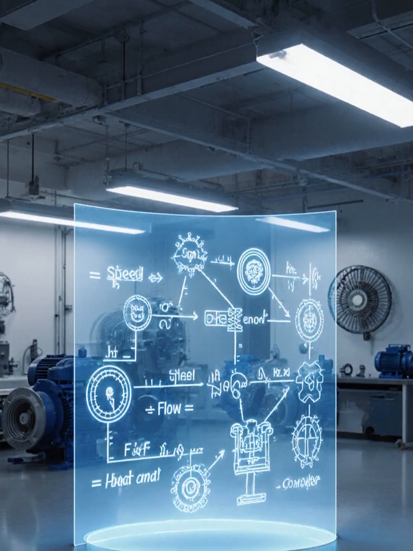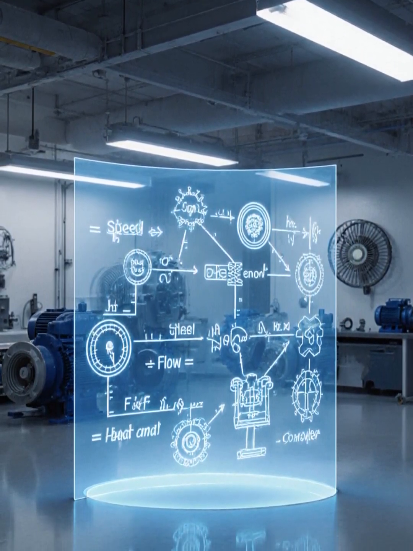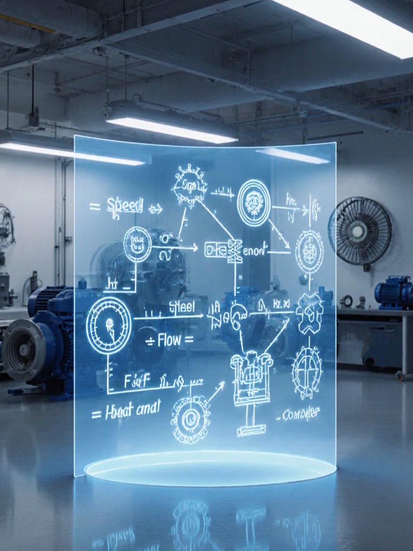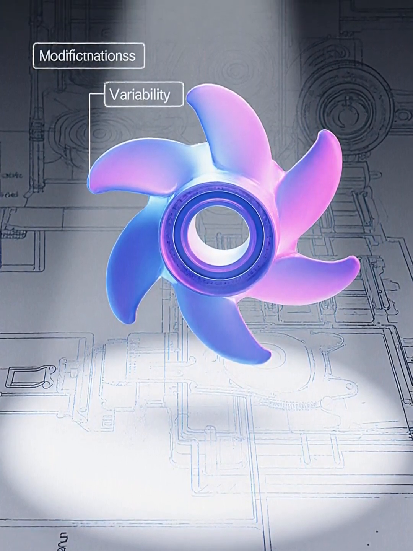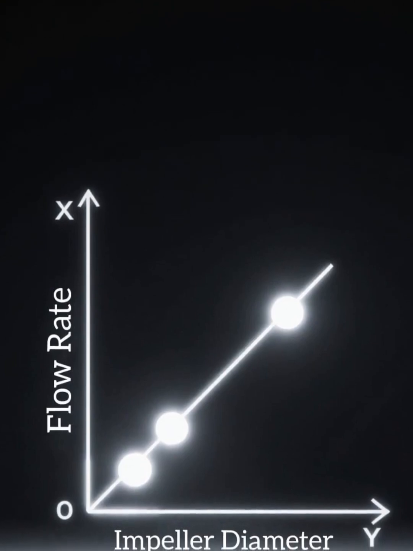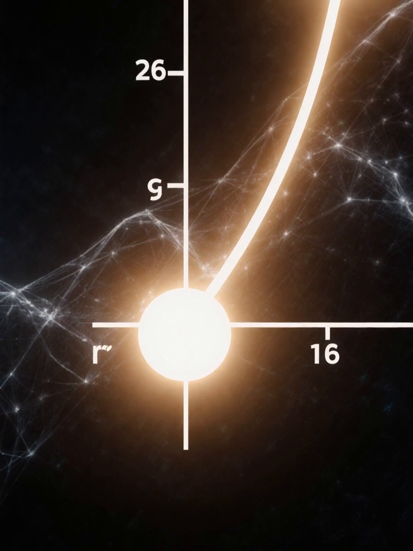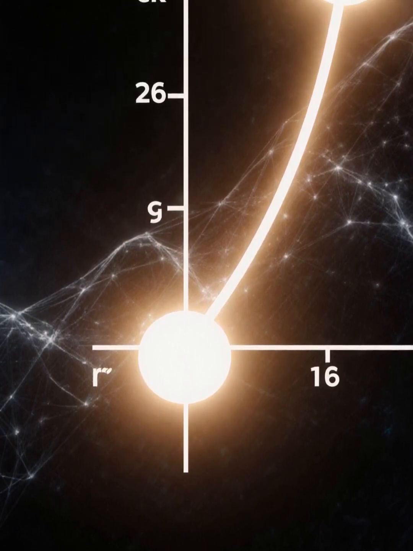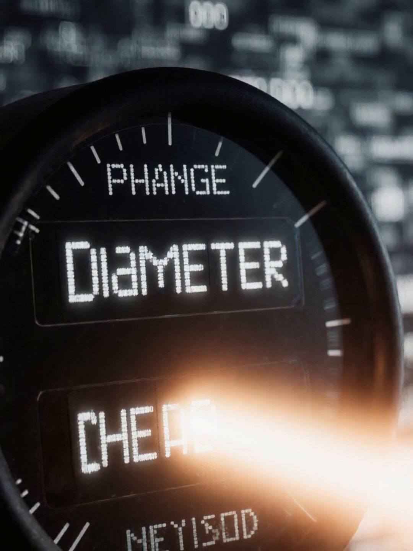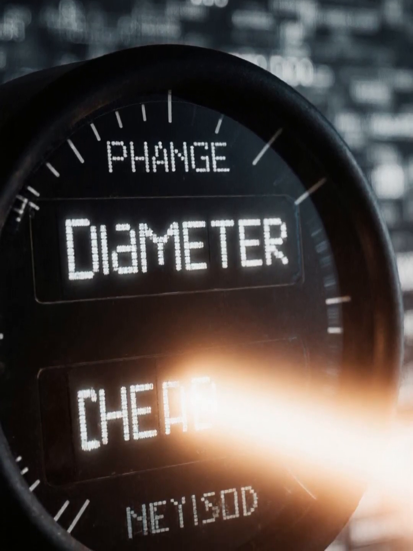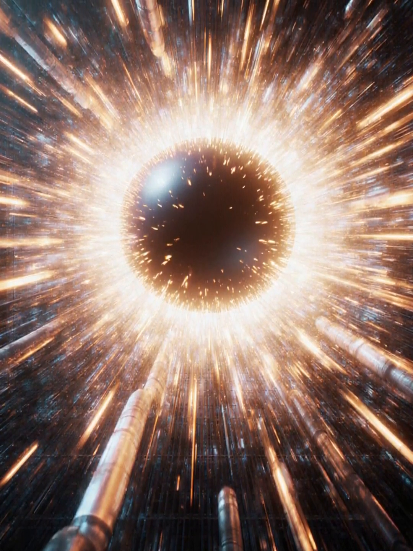The affinity laws govern the performance of pumps and fans, relating changes in speed or diameter to flow, head, and power. These laws are also applicable to modifications in the impeller diameter of rotating machinery. When impeller diameter changes, the flow rate is directly proportional to the diameter. The head, which represents the pressure or height of fluid, is proportional to the square of the diameter. Consequently, a small change in diameter can significantly impact the head. The power required to operate the impeller is proportional to the cube of the diameter.